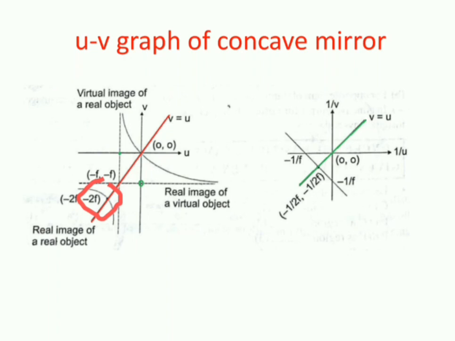And come to the 1 by V versus 1 by U graph. The second graph, 1 by U is taken on the x-axis, 1 by V on the y-axis. Then the nature of the graph will be a straight line. So this is your line.